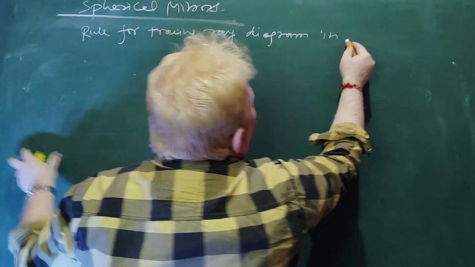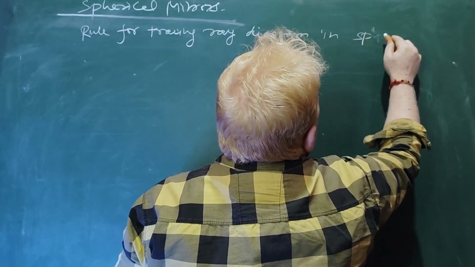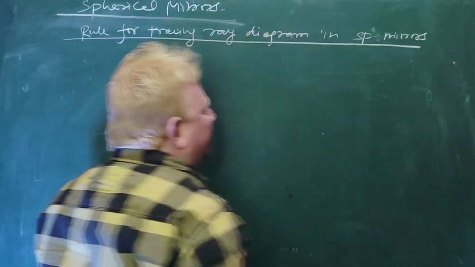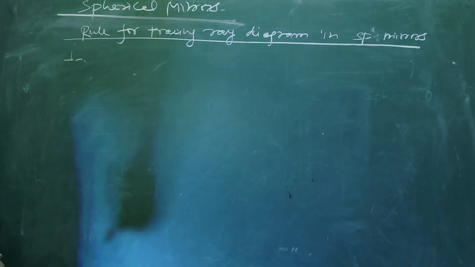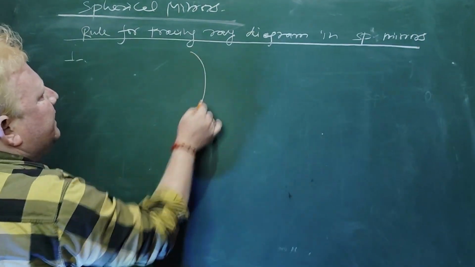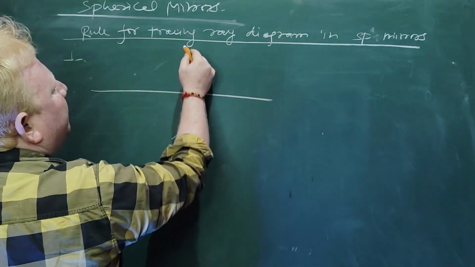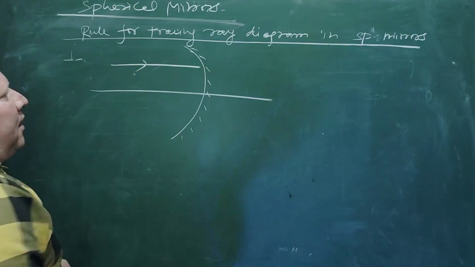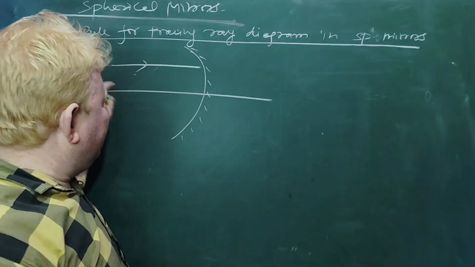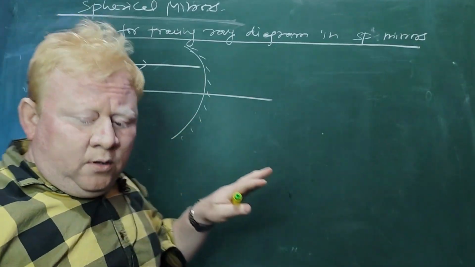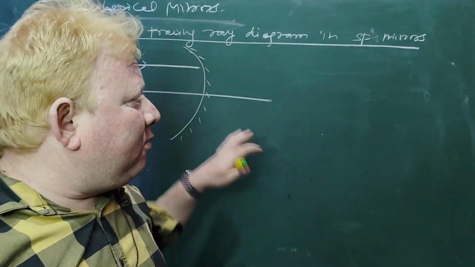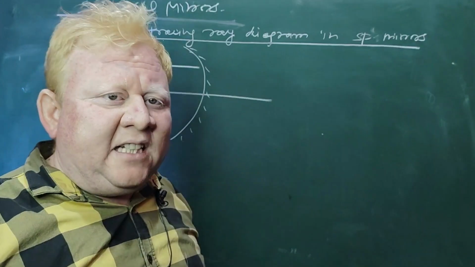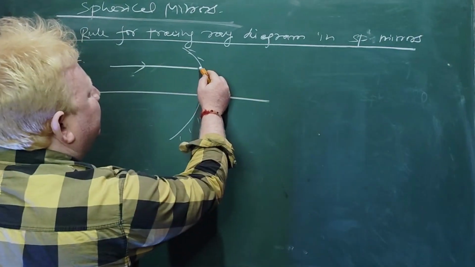In spherical mirrors, right? So what are the rules there? See, the first rule: suppose this is the concave mirror, and when light rays are coming parallel to the principal axis, this is rule number 1 I am telling you. These rules you listen very carefully, because we are going to utilize these rays in tracing the images, right? So this is the first rule.